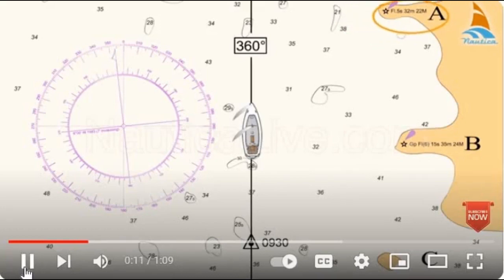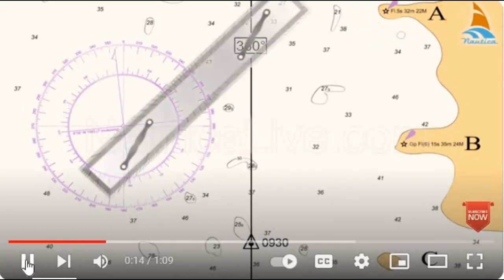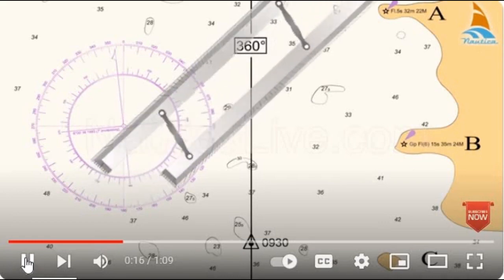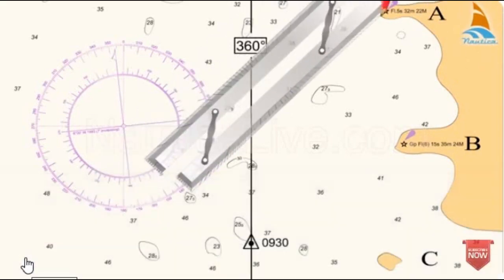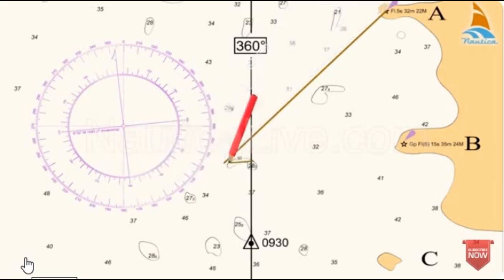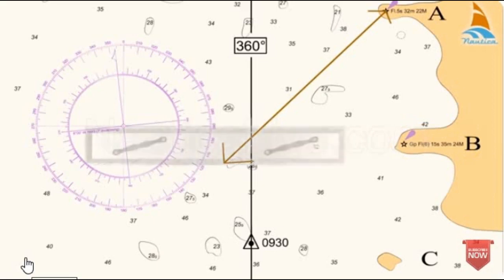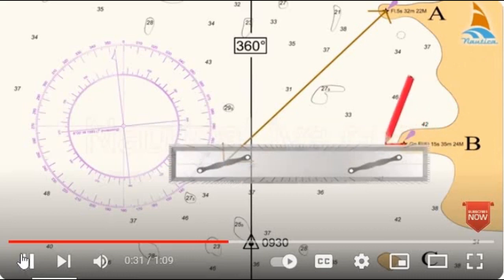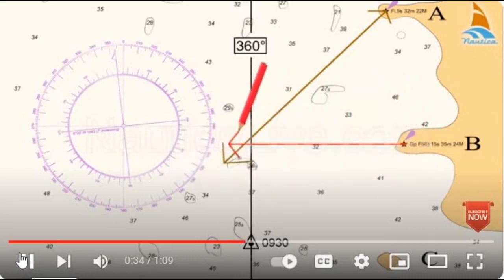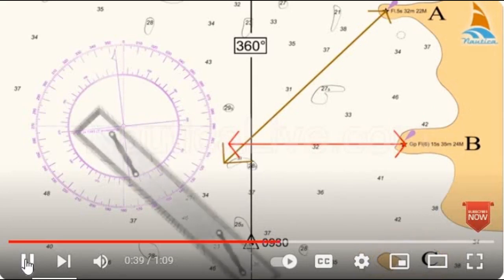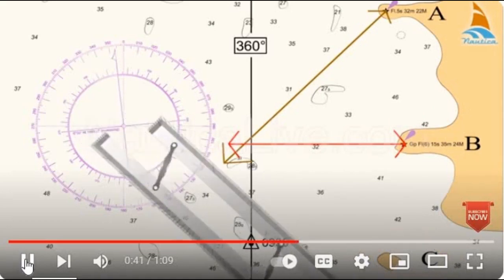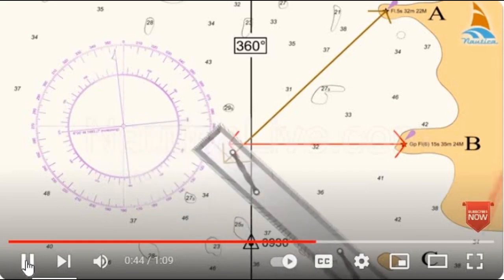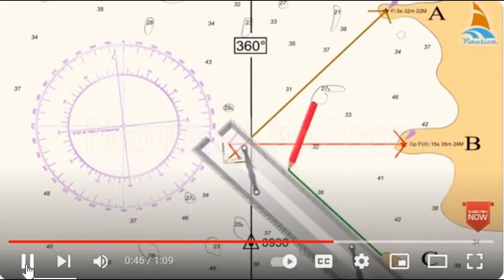The bearing from lighthouse A: place the parallel ruler on the compass rose at the 045 degree line and transfer that line passing from lighthouse A and crossing the course line. Then the bearing from lighthouse B: place the parallel ruler on the compass rose on the 090 degree line and transfer that line passing from lighthouse B and crossing the course line. Thirdly, the bearing from island C: place the parallel ruler on the compass rose on the 135 degree line and transfer that line passing from island C and crossing the course line.